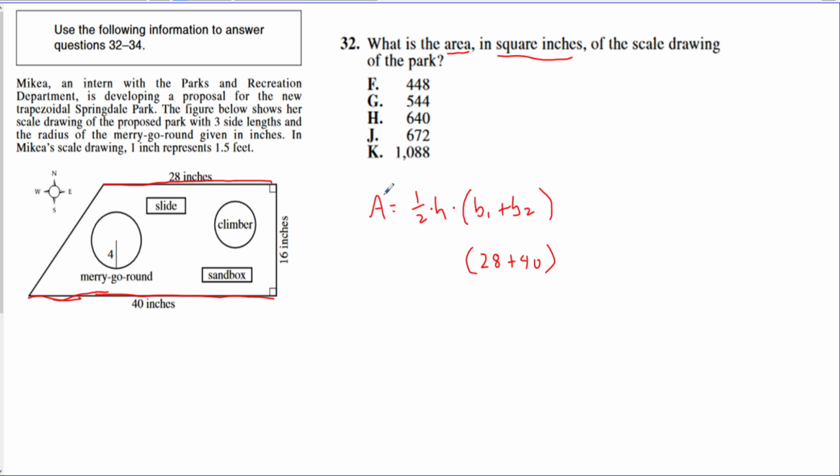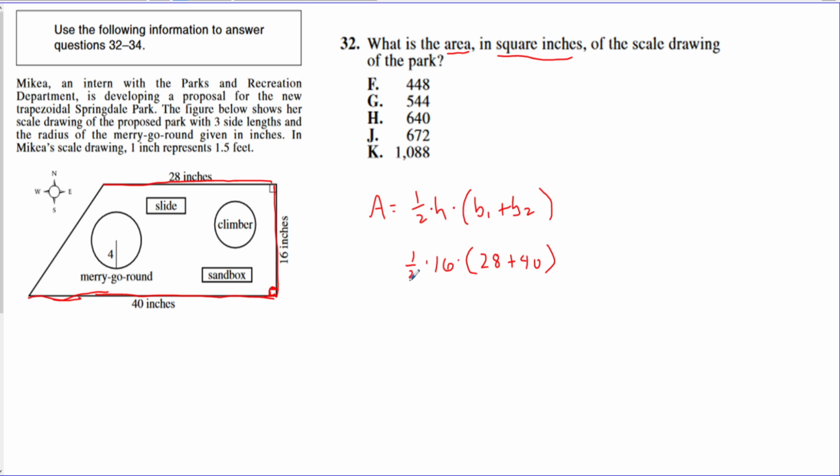The height is always going to be coming out of one of the bases. There will have to be a right angle, and you can see we conveniently have that already, right? So this 16, which is the distance from the bottom to the top at a right angle, represents the height, okay? And that's everything we need, right?